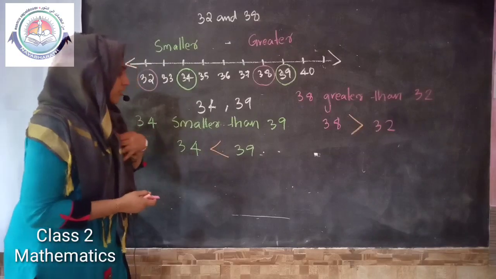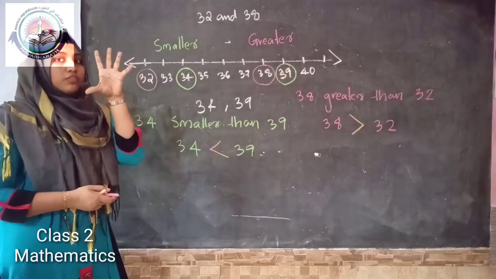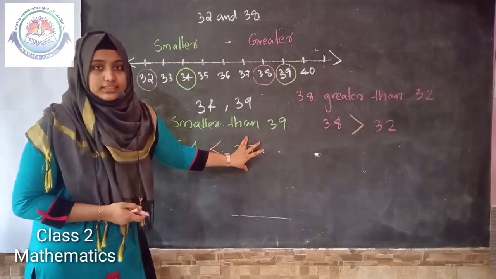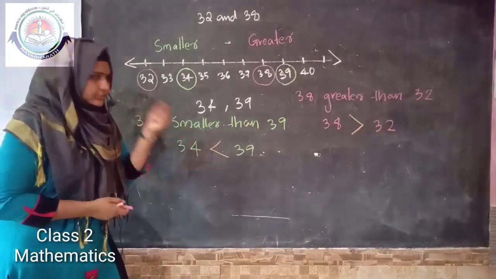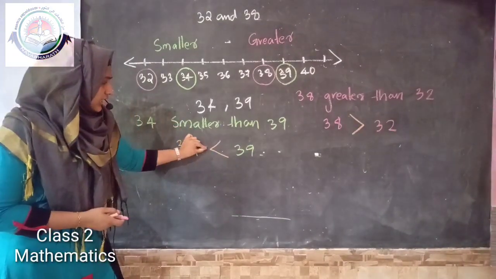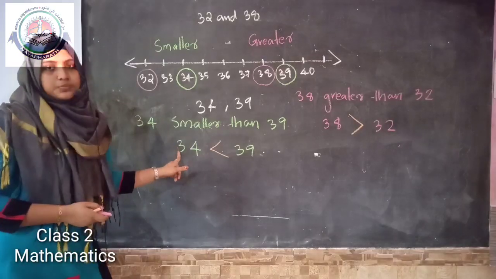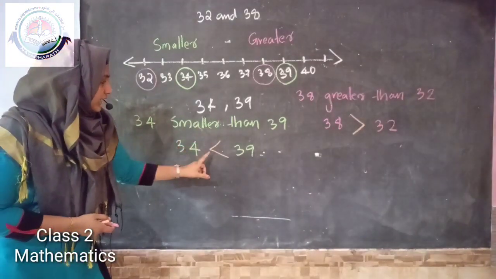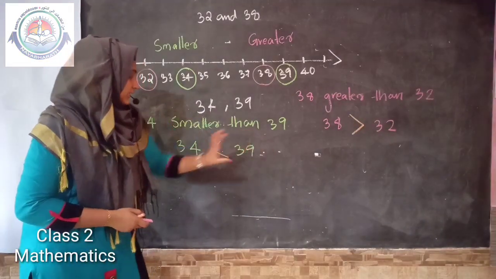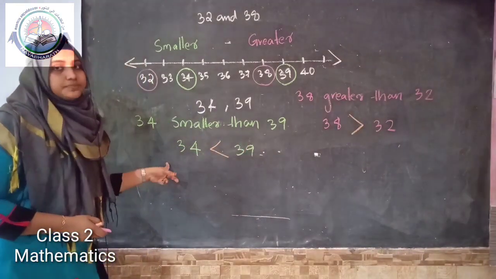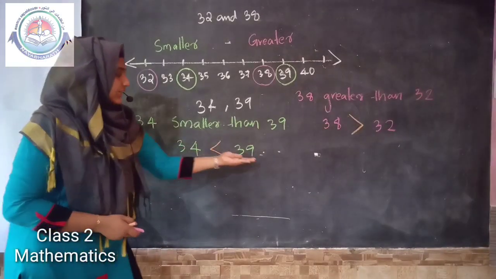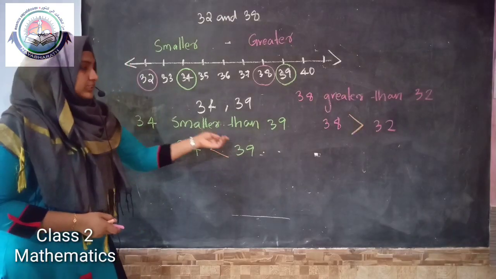The large mouth of this symbol is towards the greater number. And the back side, that is the small mouth, is towards the smaller number. So we use the large mouth towards the greater number and the small mouth towards the smaller number. So we write 34 is less than 39 using this symbol.